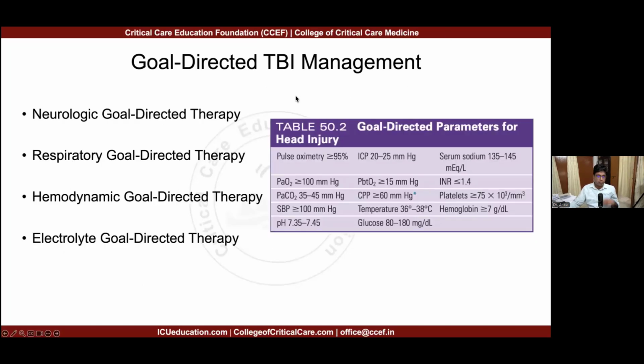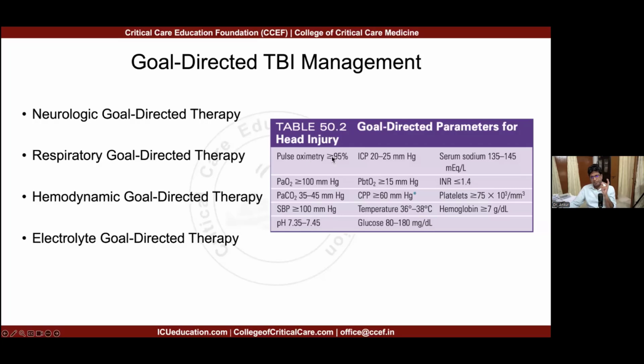Now, goal-directed management in TBI. Once the patient has reached your hospital and you have done the scanning, whatever the injury, EDH, SDH, etc., and now it's in the ICU and you need to monitor the patient. So you have 4 or 5 things which you need to do: neurological goal-directed therapy, respiratory goal-directed therapy, hemodynamics, and electrolytes.